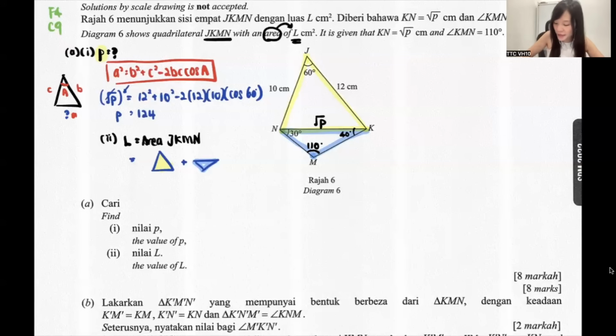By the way, let me update. Square root P, so P is 124. Square root 124, I guess getting 11.114. Okay, that line is 11.14. So now how do I find the yellow area?